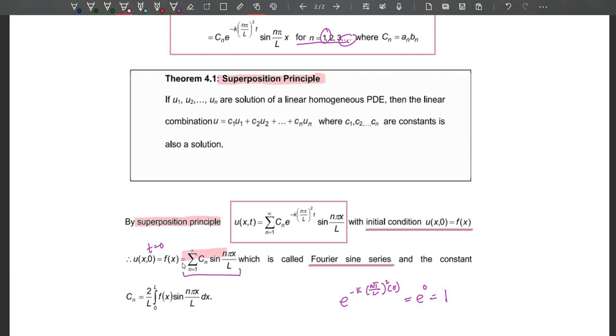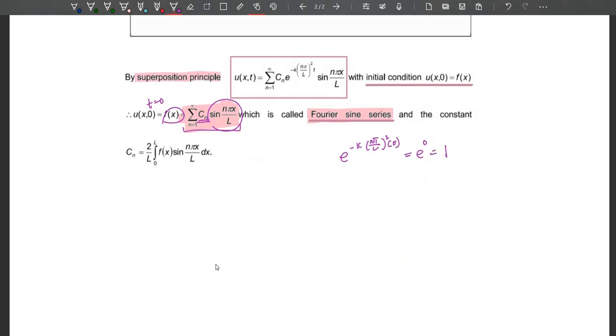which, if you look closely, is actually a Fourier sine series. Okay, and the constant Cn is just like how we calculate Bn in the Fourier series chapter. Why? Because this is the coefficient. So Cn is equal to 2 over L integrate 0 to L f of x sin n pi x over L with respect to x.